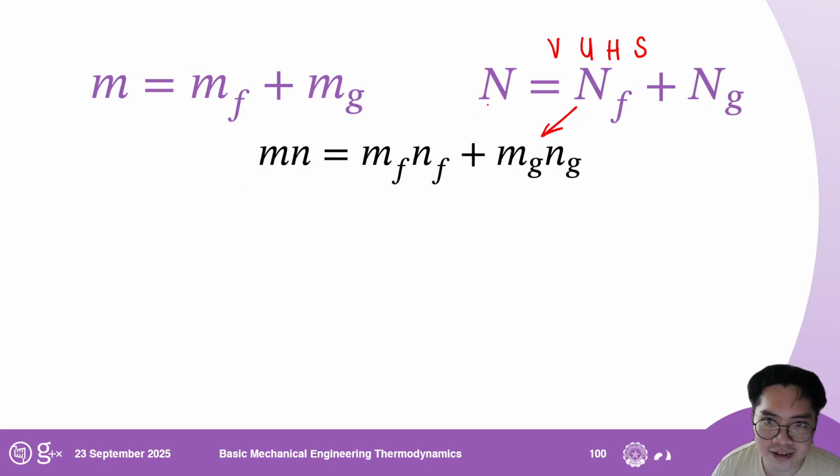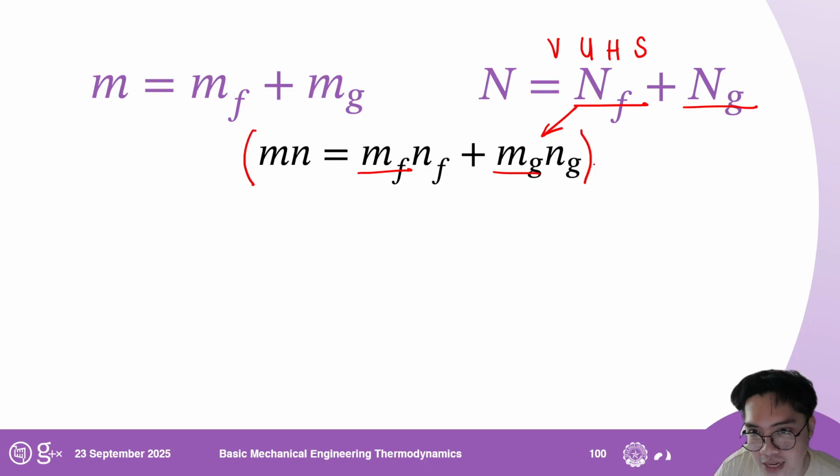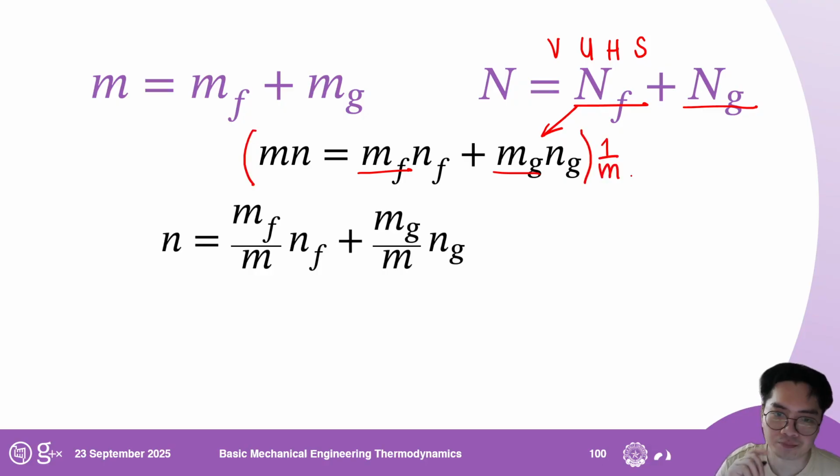Hopefully, we understand that big N is equal to M times small n, right? And you might be wondering, why does NF only correspond to MF? Well, the mass of the liquid is the thing that is contributing to the property of the liquid portion. Same goes with the mg and ng. And now what we will do is divide both sides by m. What will happen is this, right?